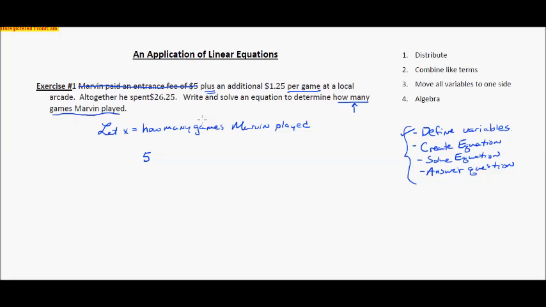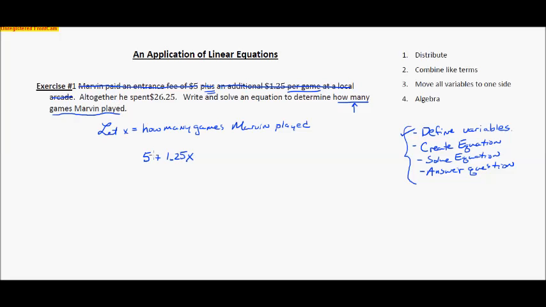plus, I'm going to add, so I'm going to put my plus sign down there. An additional fee of $1.25 per game. So $1.25 per game for every game. So I'm going to multiply that by how many games he played. At a local arcade. Okay, so there's one part of my equation.